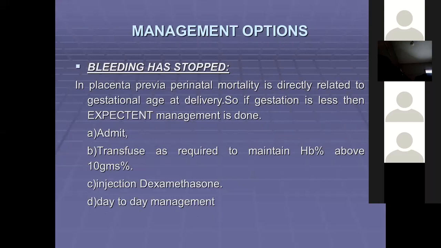Transfusion is required to maintain hemoglobin above 10 grams. Give her dexamethasone antenatal steroid, and we will do day-to-day management for the patient. There is no need to hurry to deliver the patient because again there is a risk of prematurity. If the mother is stable, then we will make this decision.